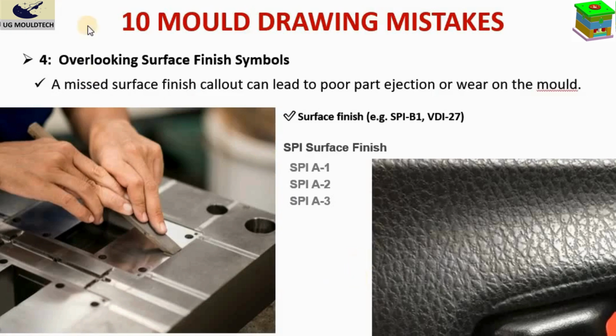Friends, the next point in the 10 mold drawing mistakes is overlooking surface finish symbols. A missed surface finish callout can lead to poor part ejection or wear in the mold. You should always check in the design for manufacturing what data is given, which surface finish they want. Just like SPI V1 or VDI 27 or glossy, there are different codes given. You must check properly which surface finish is required by the customer.